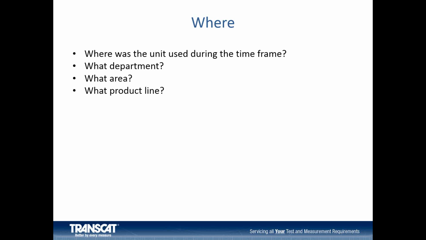When you're using handheld equipment and bench-level test equipment, things have a tendency to wander around the building and move from station to station, hand to hand. A robust instrument control program that tracks the location for every calibrated unit is critical. At this point, you're trying to identify what department it was in, what areas it was in, what product lines it was used in.